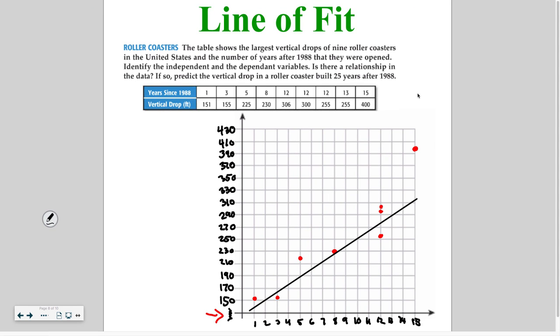Alright, so now that we have our line drawn in, we're going to want to continue this process of finding the line of best fit. So that means we need to pick out 2 points that are on that line that we drew. So 2 points on the line that we drew. I'm going to go ahead and pick out (10, 250) and (13, 290).